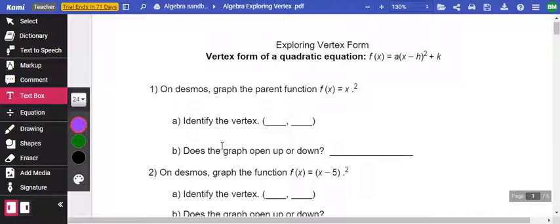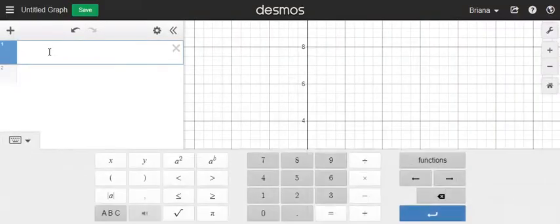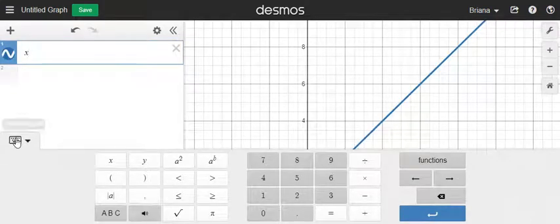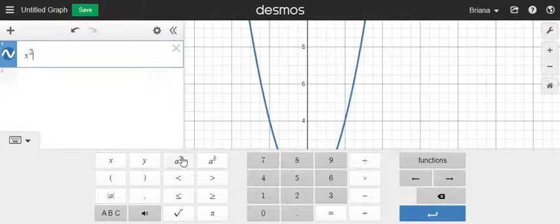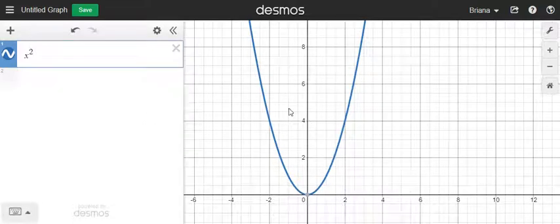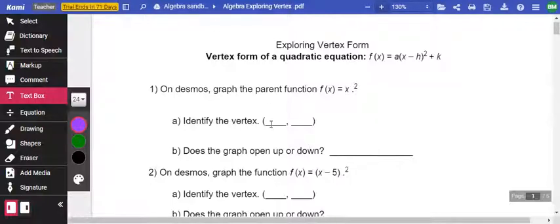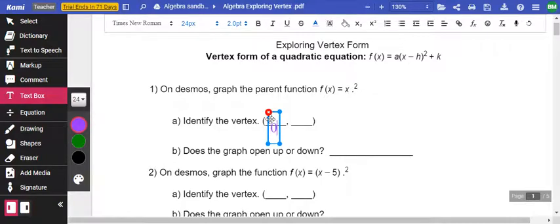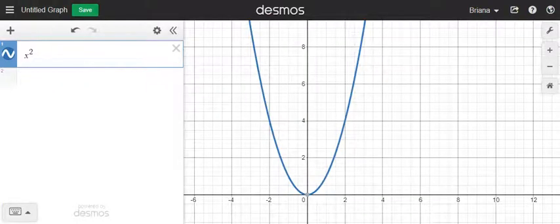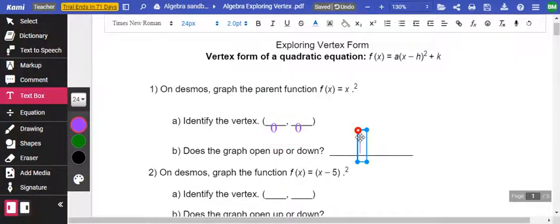So we're going to graph x squared in Desmos. Right here, I'm going to put in x, click on this little hidden keyboard, hit the squared button, and I've got this equation right here. This is my vertex. It's right where the biggest dip goes. And I've got 0, 0. And the graph is pointing up. The opening of the bowl is up.